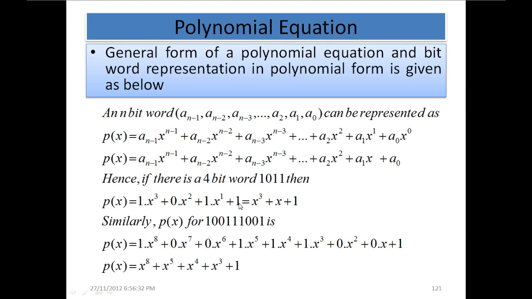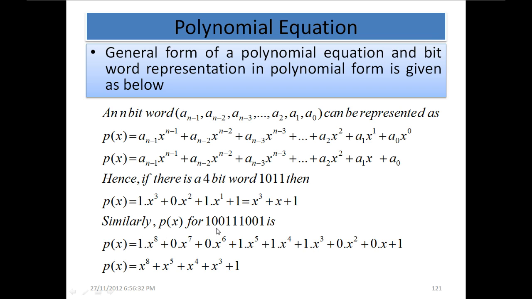Of course, x raised to the power 0 is equal to 1, so I have just written down 1 over here, and this term becomes 0 because 0 multiplied by x raised to the power 2 is equal to 0. So the polynomial term for this 1 0 1 1 is x cube plus x plus 1. So simply I have represented this 1 0 1 1 in polynomial form.